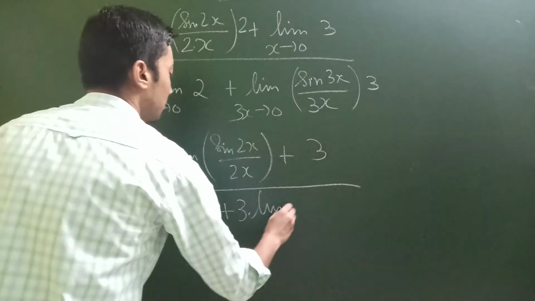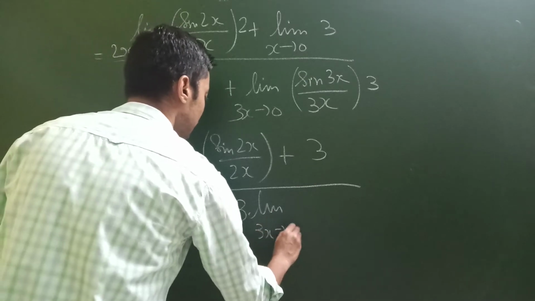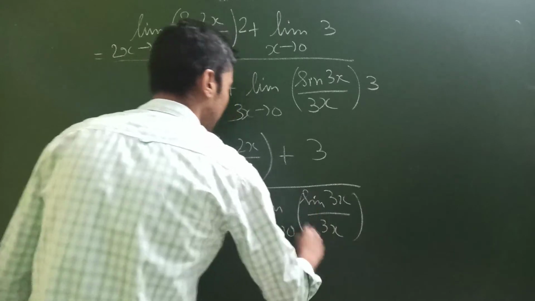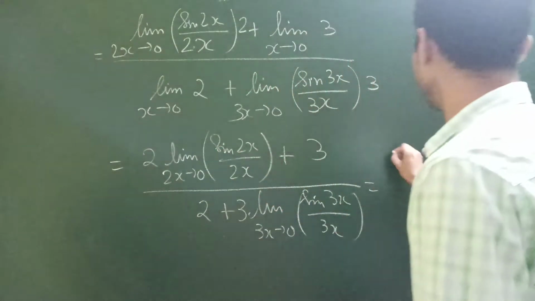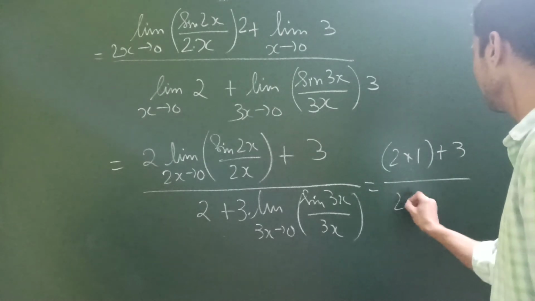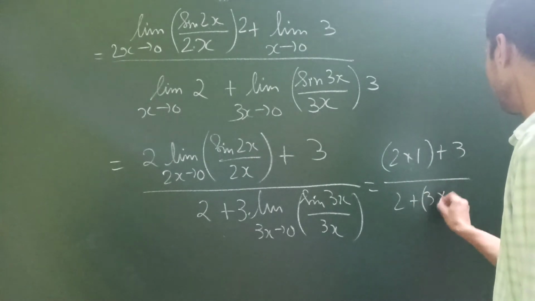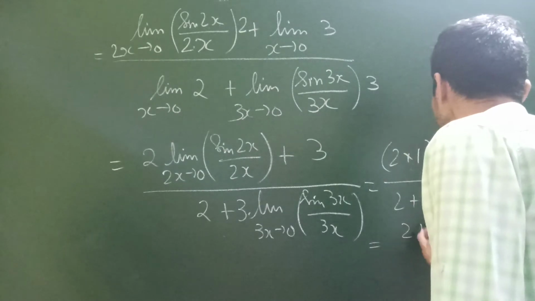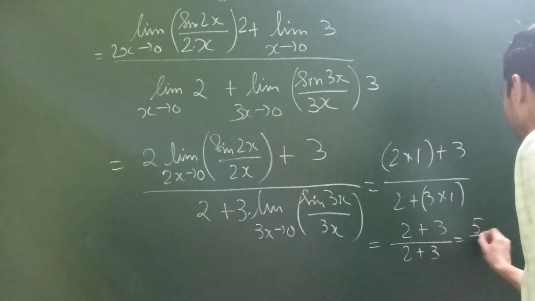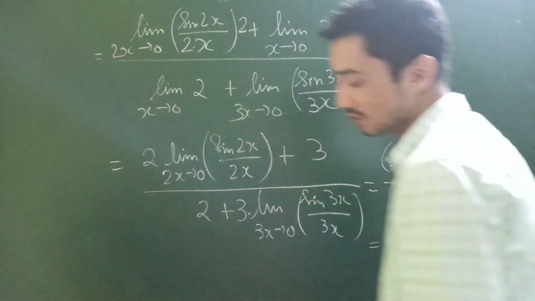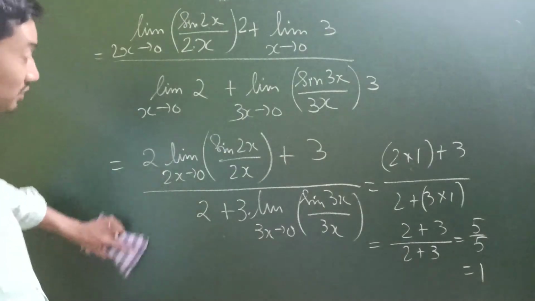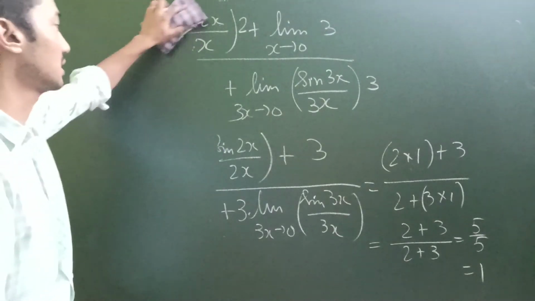So 3 common, sine of 3x, as 3x tends to 0, limit of sine 3x by 3x. So now this value we know is 1, plus 3 divided by 2 into 3, 2 plus 3 into 1. So that's going to be 2 plus 3 by 2 plus 3. So that's going to be 5 upon 5. So that is 1. Alright, so that's how we are supposed to be solving systematically, stepwise. Okay?